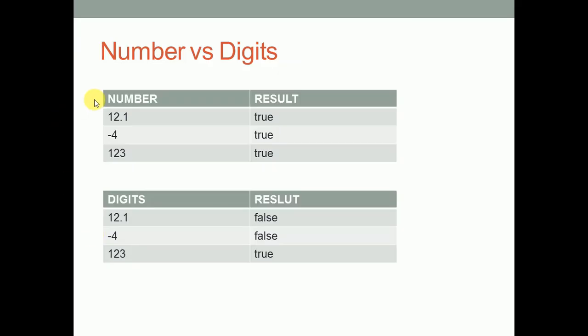So here is the summary. The numbers rule is accepting all the negative, boolean and numbers, and digits are only accepting the numbers, 1, 2, 3 only. That's it in this video.